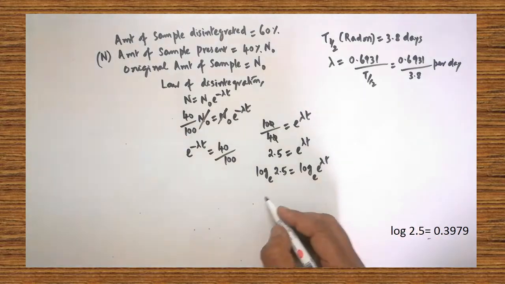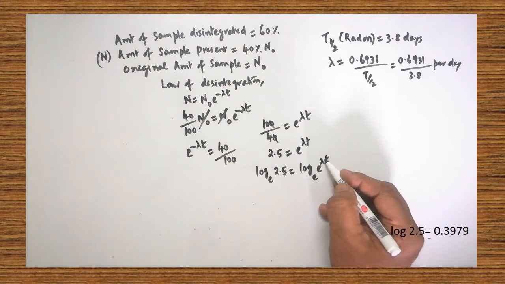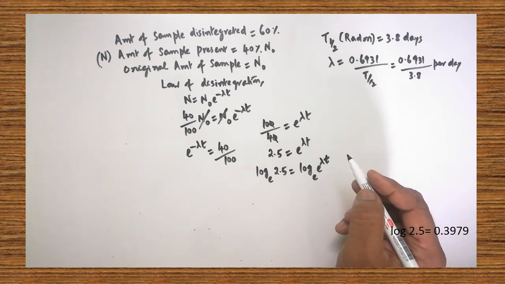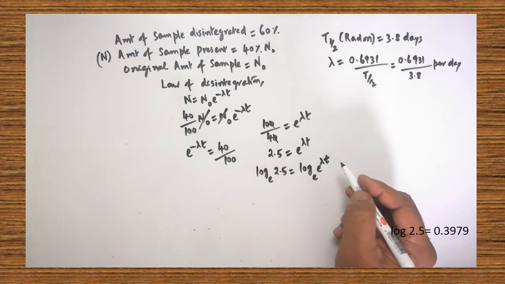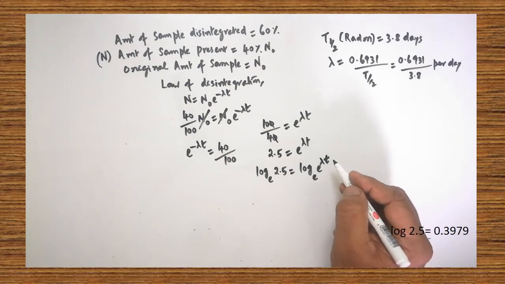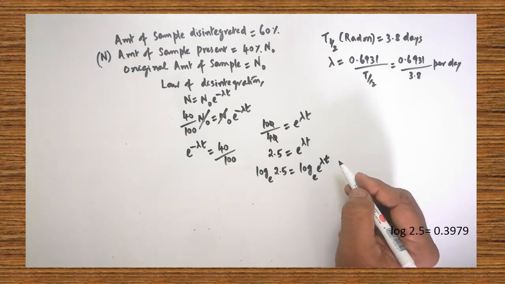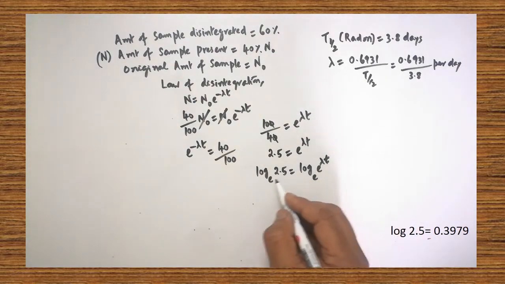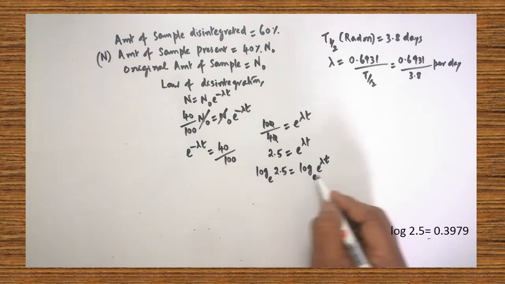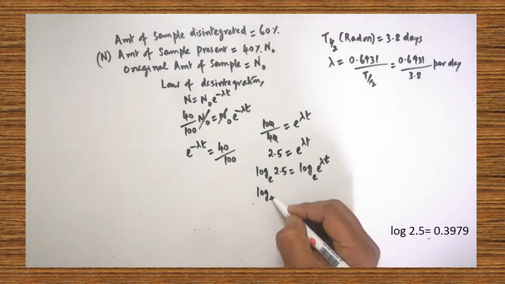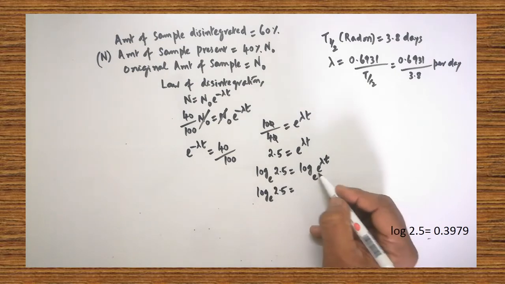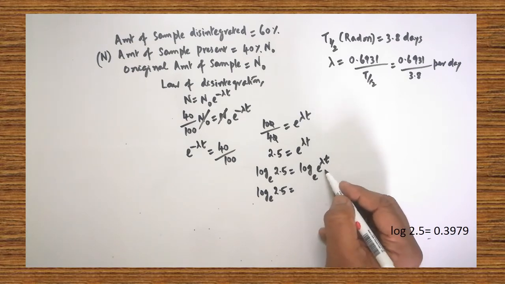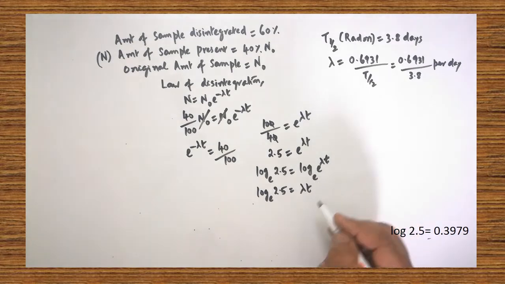So that is the next formula. What is required? The time taken. The time required for 60% of the sample of radon to undergo decay is to be found out. Here the RHS becomes lambda t, because log to the base e of e power of lambda t is lambda t. Are you clear?